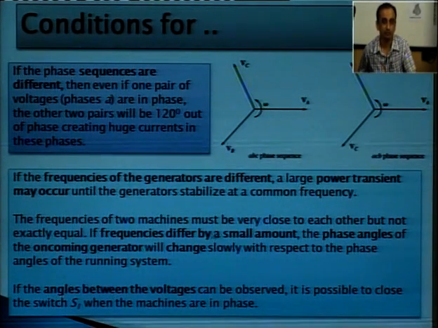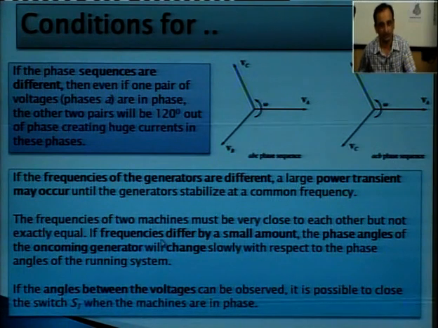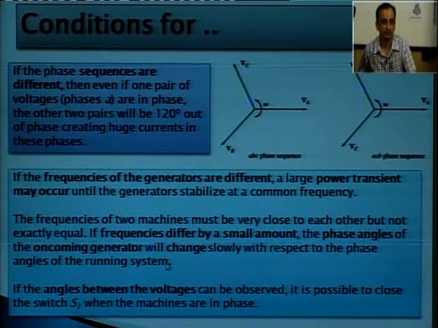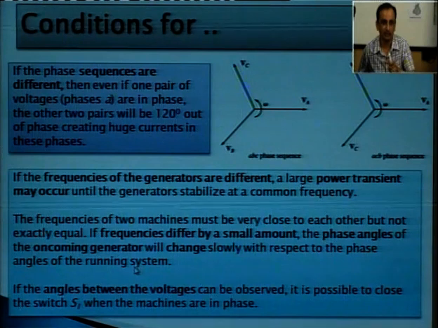The frequency of the two must be very close to each other, but not exactly equal, because I told you that phase angles, another condition that was there, must be equal. So, it is going to be affected by this. If it is the incoming generator, its phase angle will change with respect to the running system. So, once we are going to connect, it should slightly be higher than this.